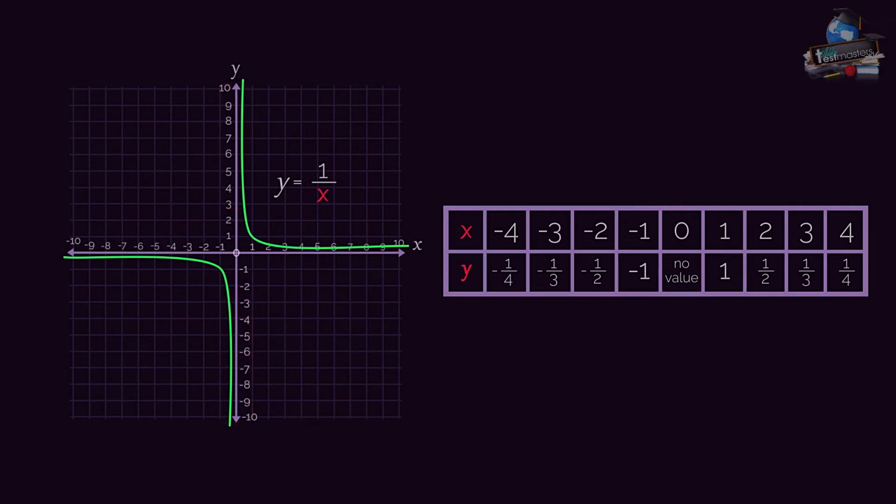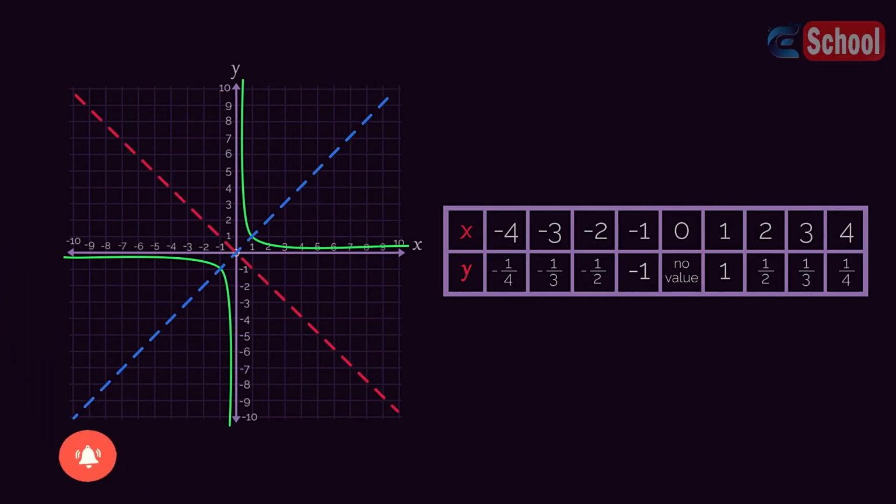The graph also gets closer and closer to the x-axis, and also never touches it. This is the same reasoning. If we rearrange the equation, it would be x equals 1 divided by y. And again, you cannot divide by 0. Just on a side note, notice how the graph has two lines of symmetry.